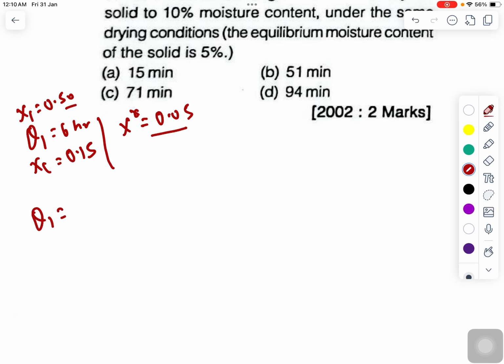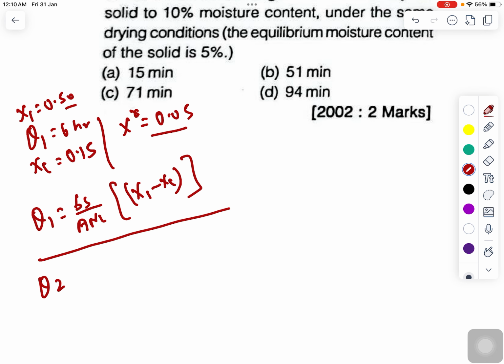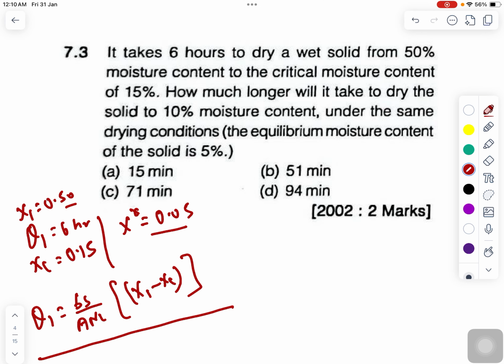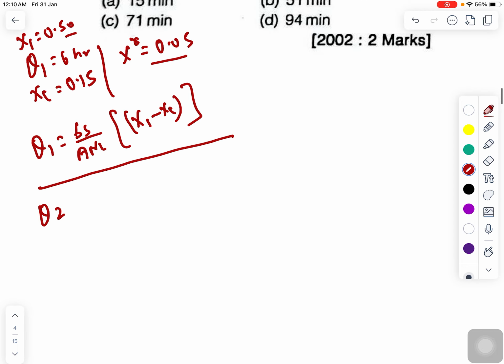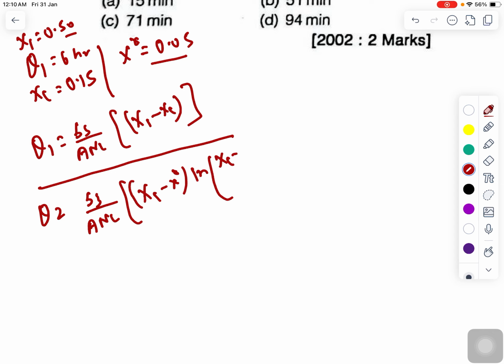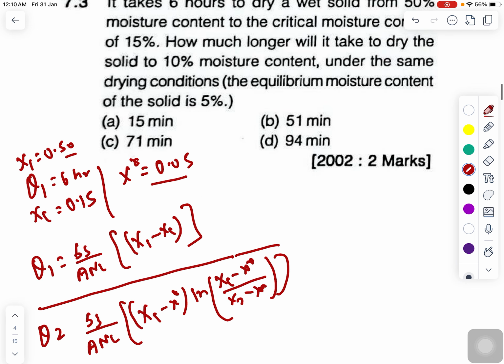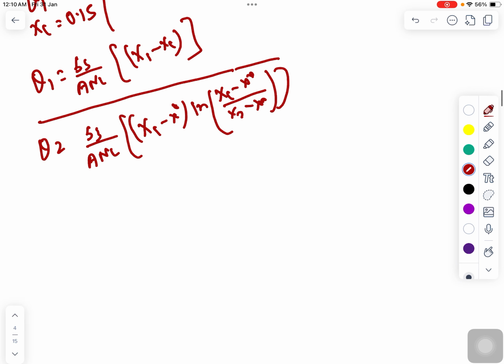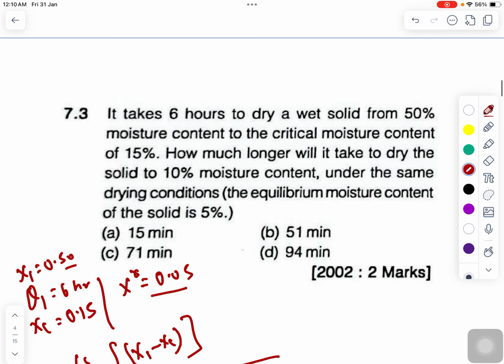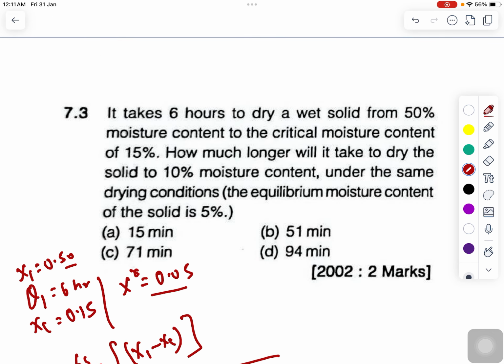If I want to calculate theta 1, theta 1 can be written as obviously SS divided by ANC and x1 minus xc, right? And if I want to calculate theta 2 in the falling rate period, because equilibrium moisture content is also given and critical moisture content is also given, I can write SS divided by ANC xc minus x star ln xc minus x star divided by x2 minus x star. So here you are supposed to decrease the moisture content up to 0.1, right?